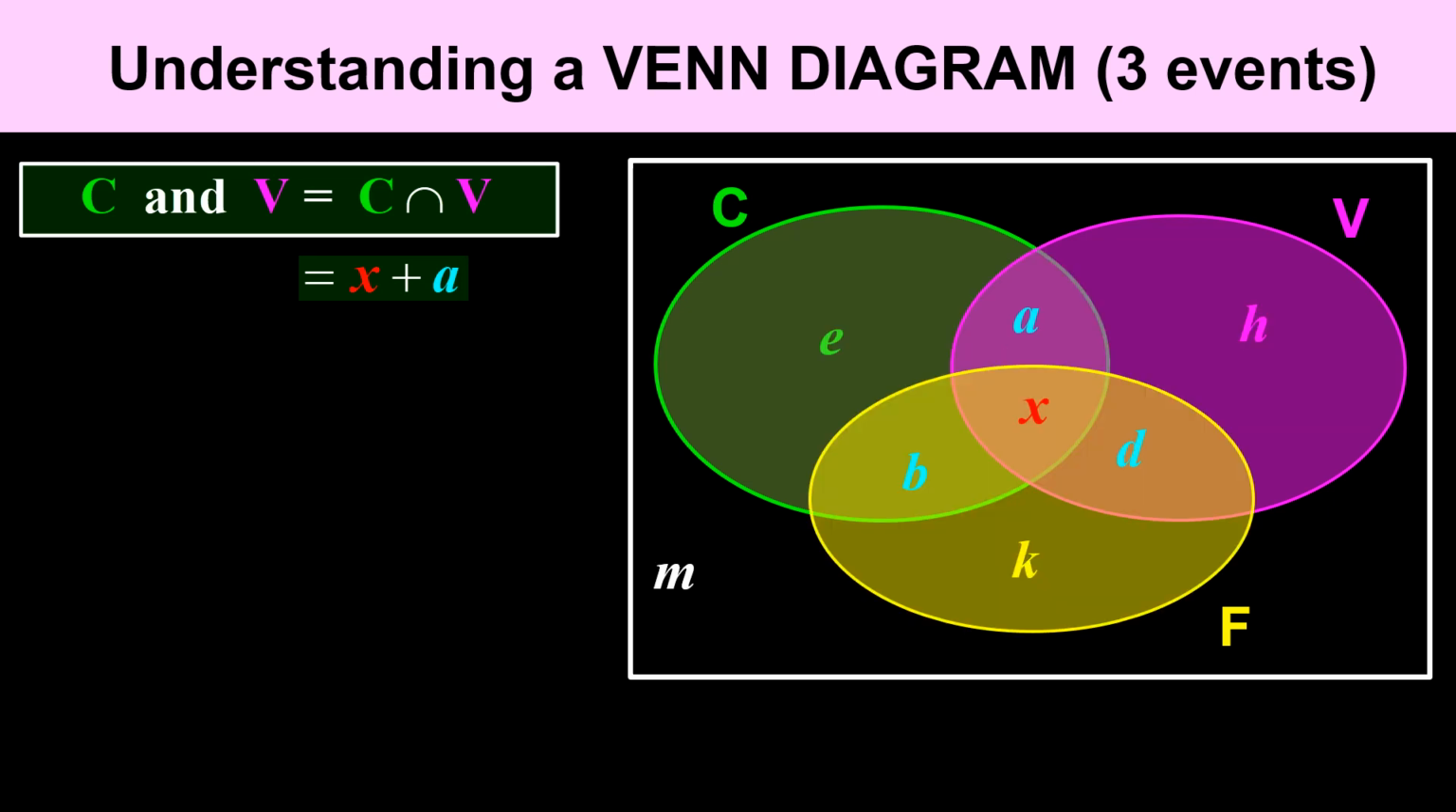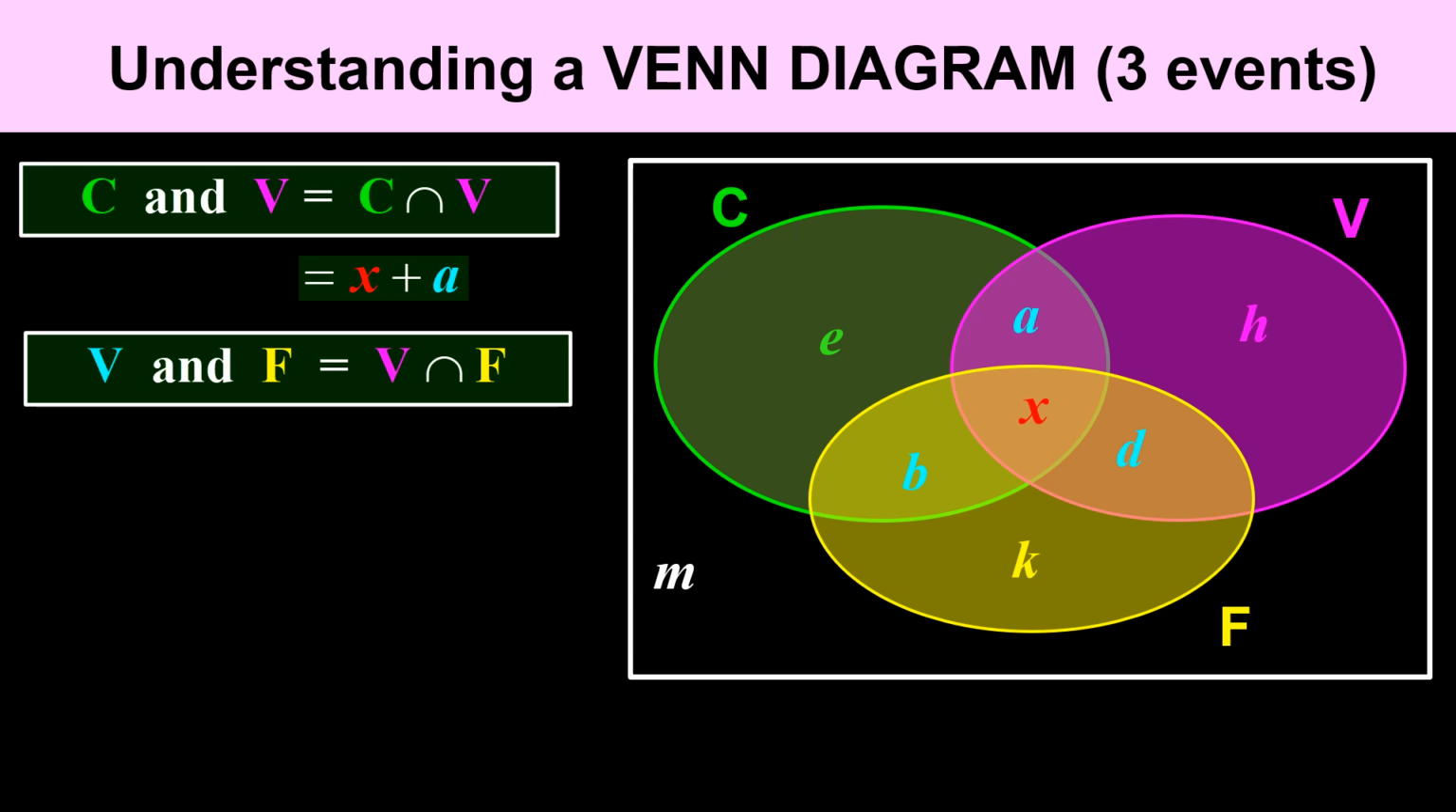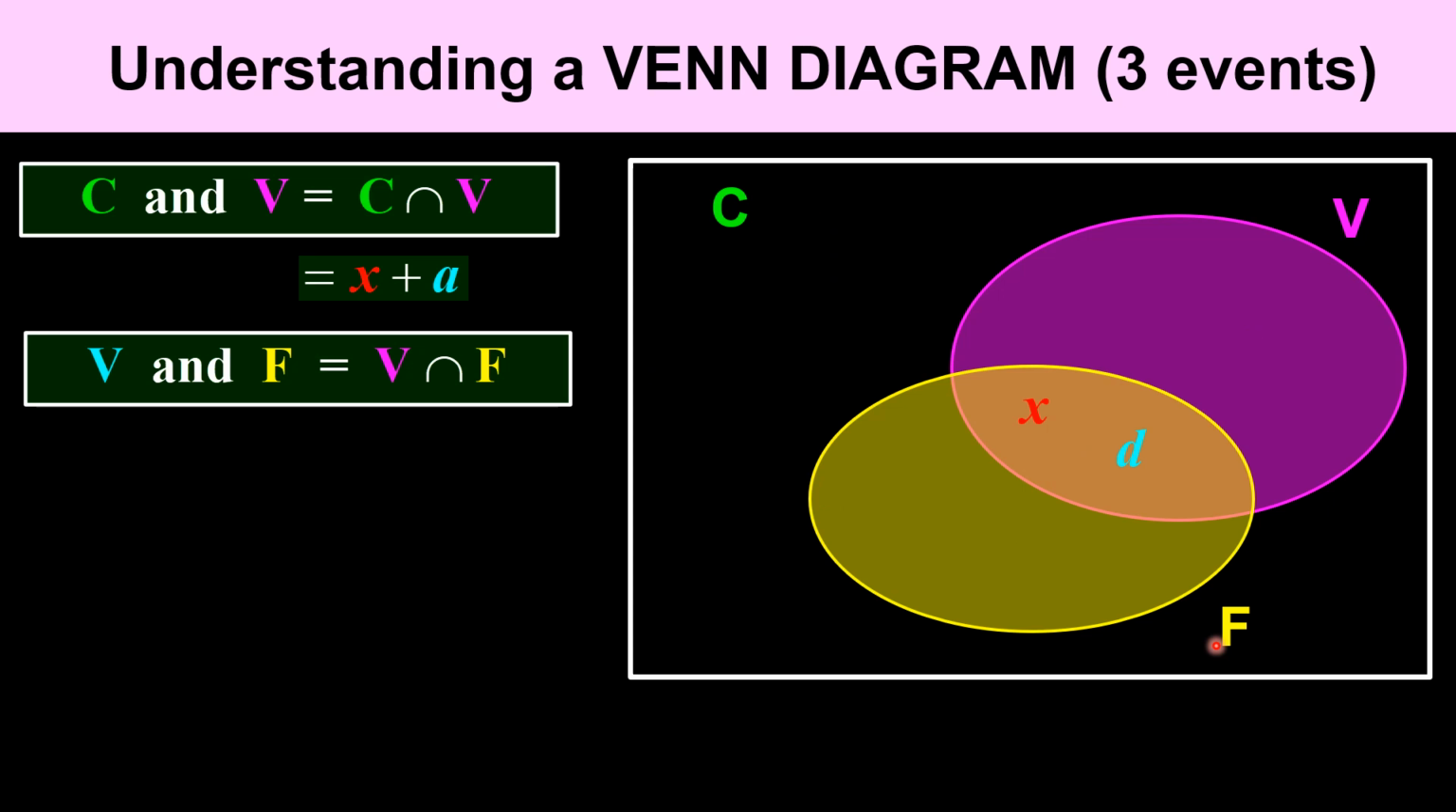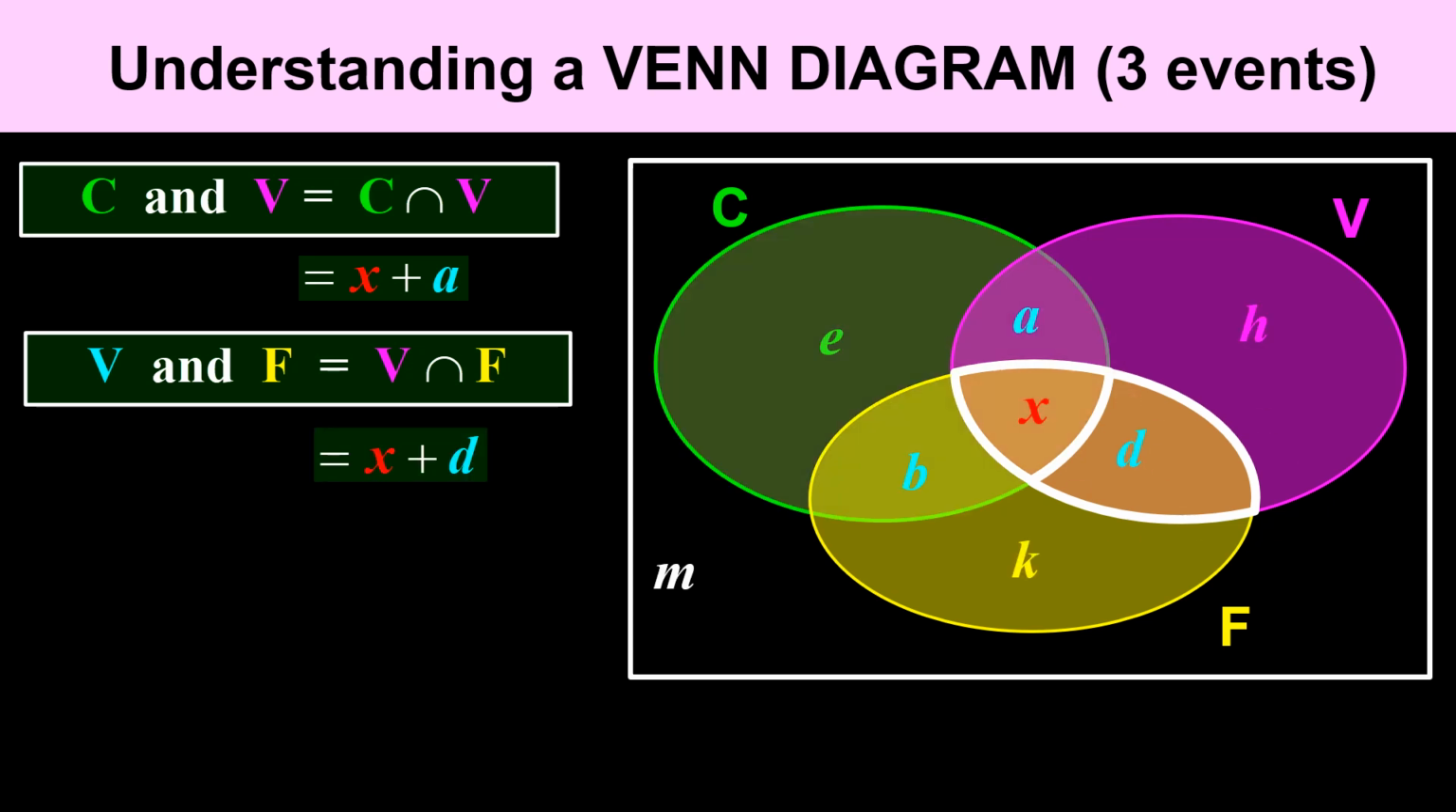Okay, let's bring everything back again. So now I want V and F. Can you see the V and the F? There's V and F. So what would be the and, or the intersection? That's the intersection, that portion that's highlighted there in white, and that's the X plus the D.